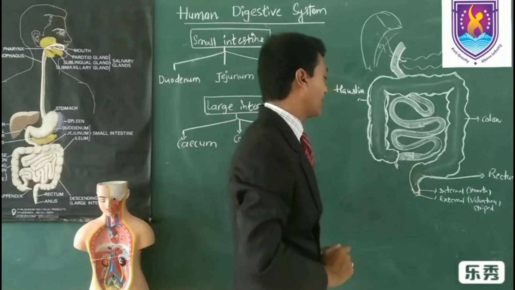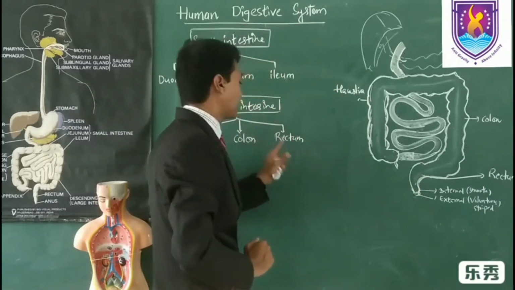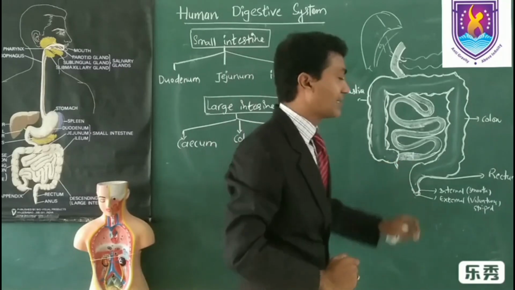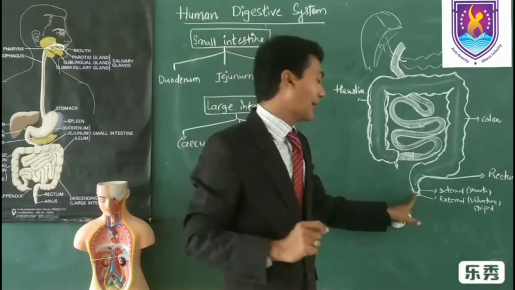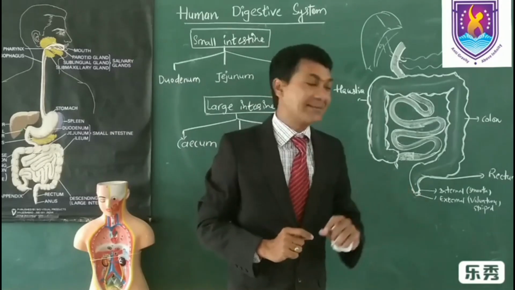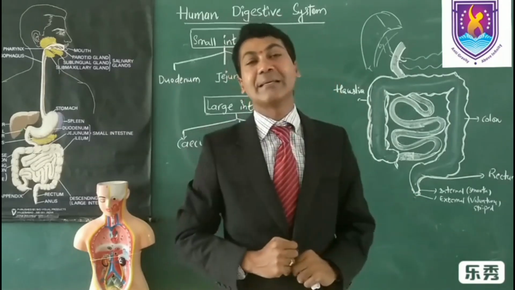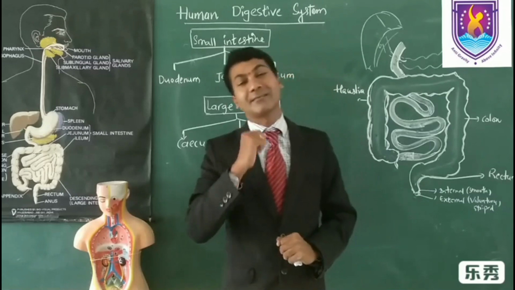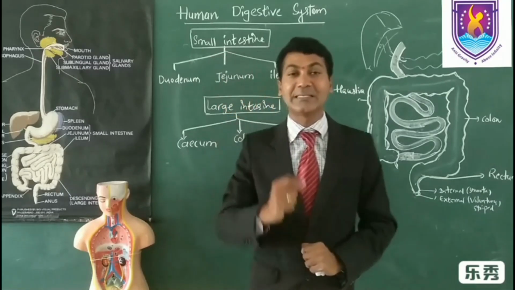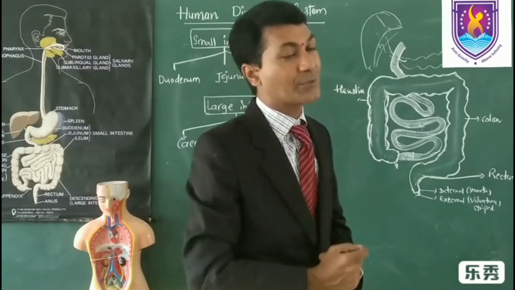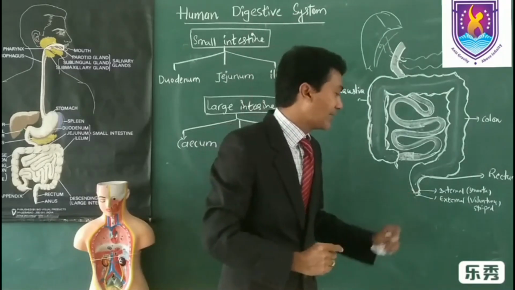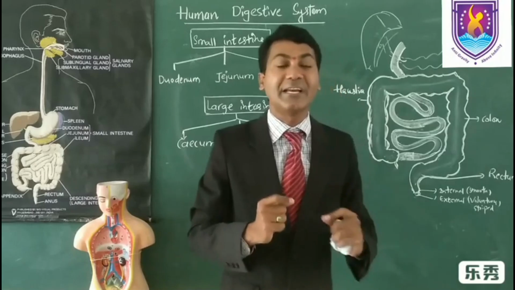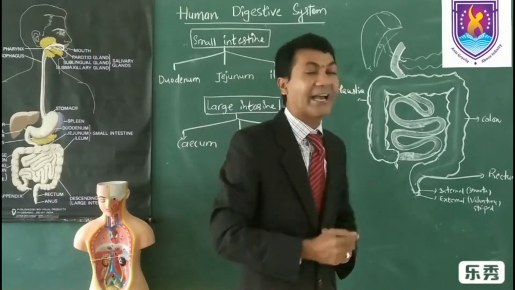And finally, the posterior part of the large intestine is known as the rectum. The rectum is a small chamber which opens outside with an external hole known as the anus. The anus is guarded by two sphincters, the internal sphincter and the external sphincter. My dear students, the internal sphincter is made up of smooth muscles, which is not under our control, and the external sphincter is made up of striated muscles, which is voluntary in action.